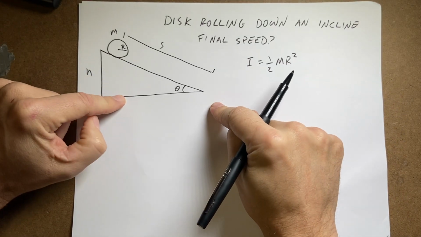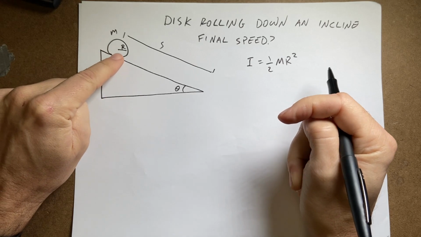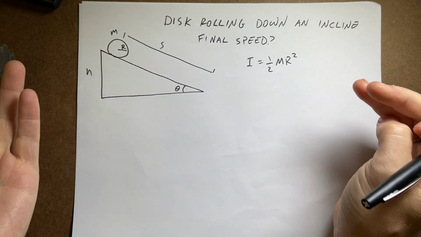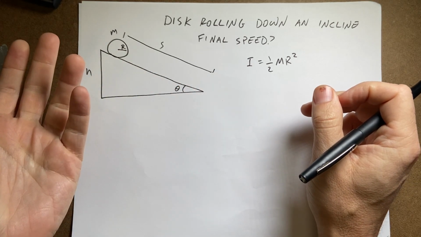Okay, here is a classic problem. I'm going to solve this two ways. The problem is a disk rolling down a plane. They do this a lot of times in physics labs where they'll take different objects and roll them down and show that they don't have the same acceleration.